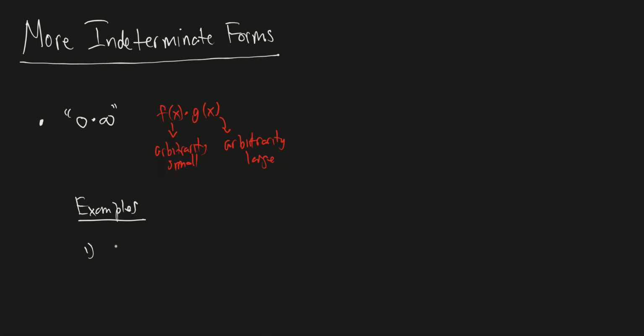So let's take a look at the limit as x approaches 0 of the cosecant of 6x times the sine of 7x. And so here's our product, right? Let's take a look at the limit of each of these separately to see what happens. So let's take the limit as x approaches 0 of the cosecant of 6x.